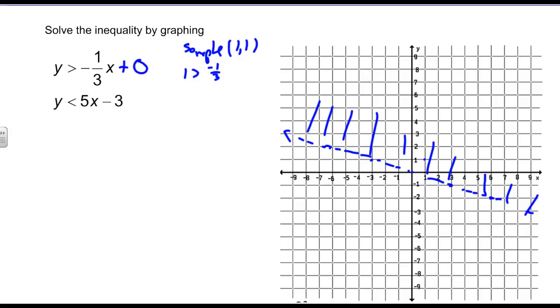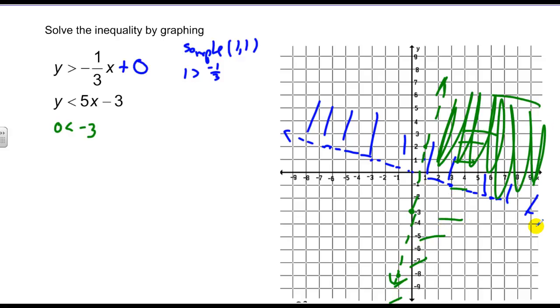Second equation, do green, go down to 3. With the negative type, go up 5 over 1. Dotted line again. I can use 0, 0 this time because it's not on the line. 0 less than -3, the answer is no. Double shading is in this region here.